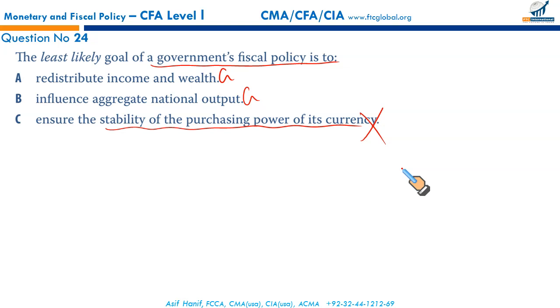Fiscal policy, as we have discussed, involves the use of government spending and tax revenues to affect the overall level of aggregate demand and hence the level of economic activity. So that makes C the correct option.